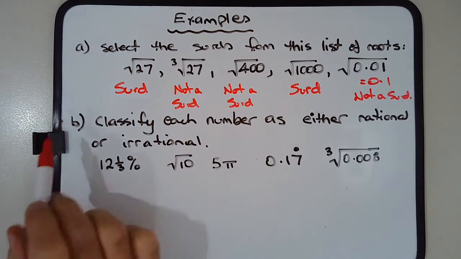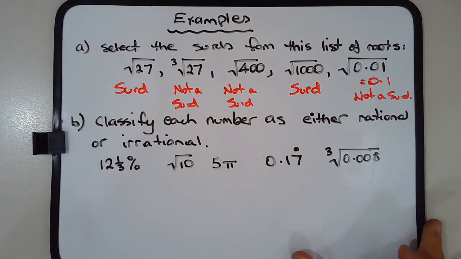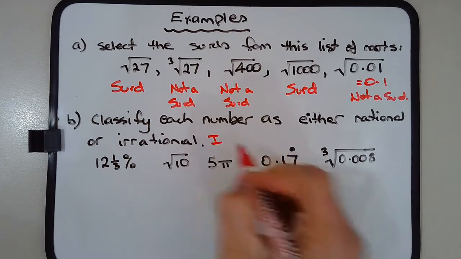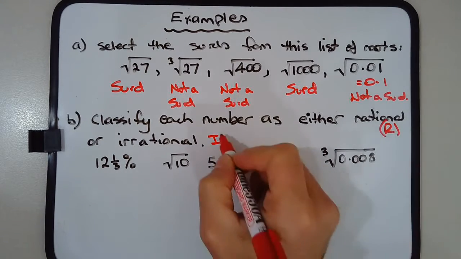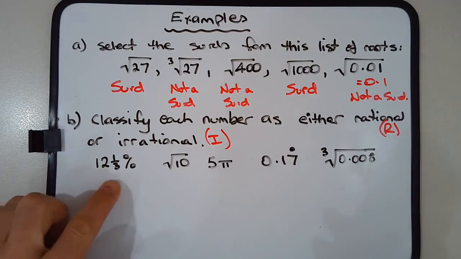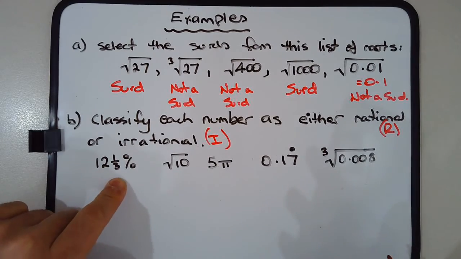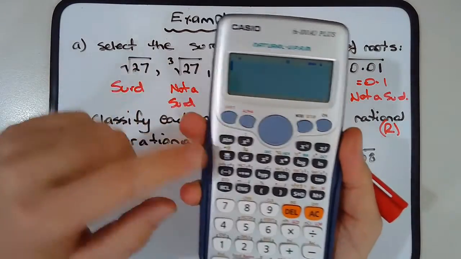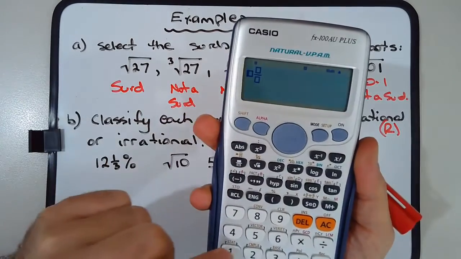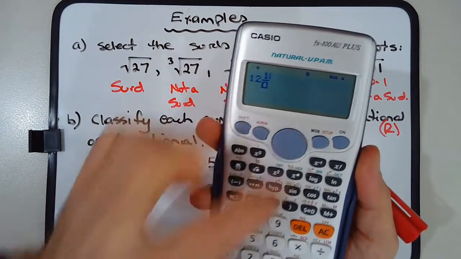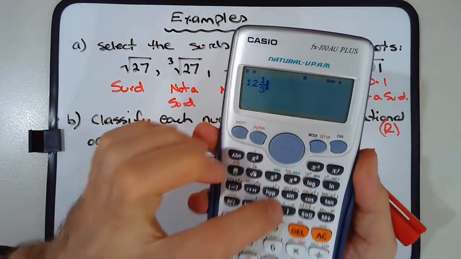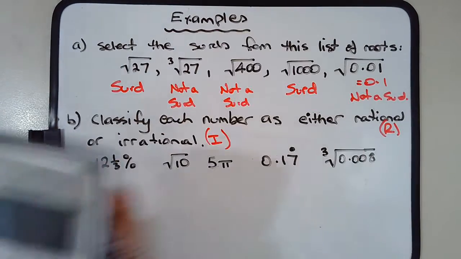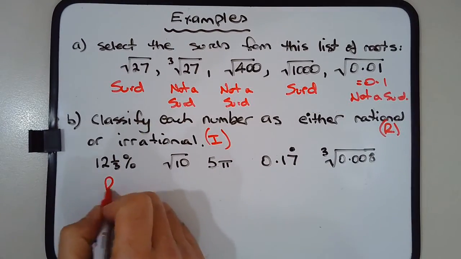All right. What about part B? Classify each number as either rational or irrational. So let's call this I and this one R. Okay, so just to make it easy. All right, 12 1/3%. Can that be expressed in fraction form? It certainly can. In fact, just to prove the point, shift fraction 12 1/3 percent. Okay, it's actually the fraction 37/300. So this one is clearly rational.